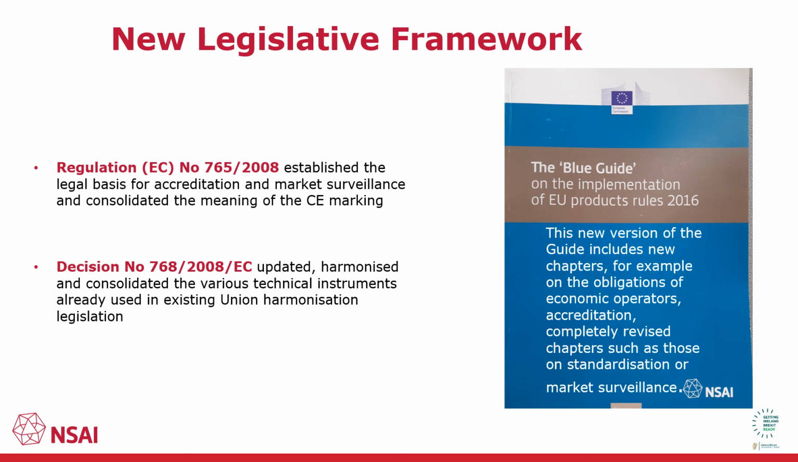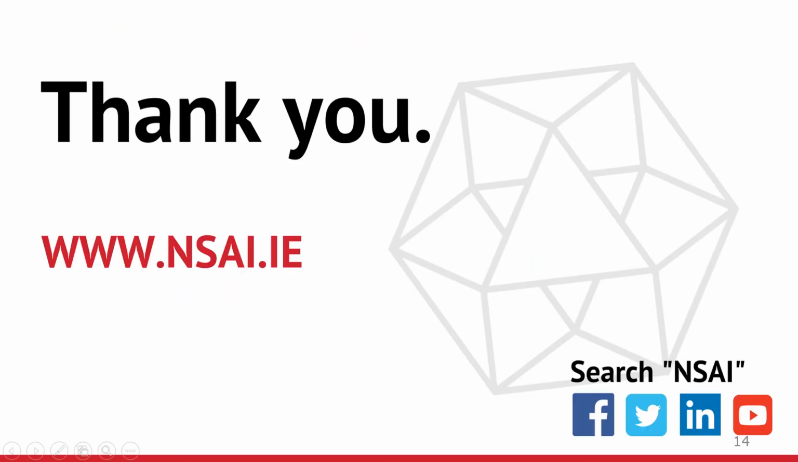The latest Blue Guide, published in 2016, builds on the content of the original guide first published in 2000. This new version of the guide includes new chapters on the obligations of economic operators and accreditation, and completely revised chapters on standardisation and market surveillance. It is available on the EU Commission website, and see the link below here.